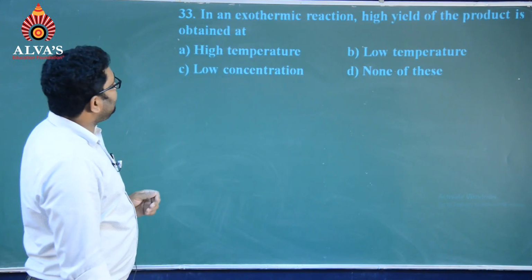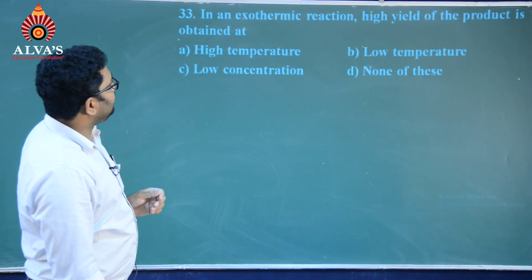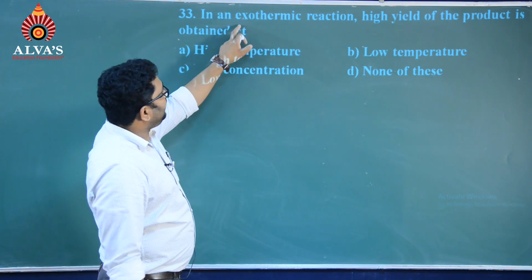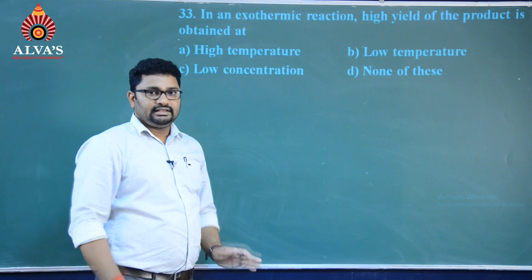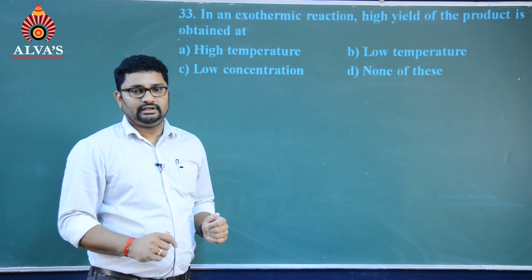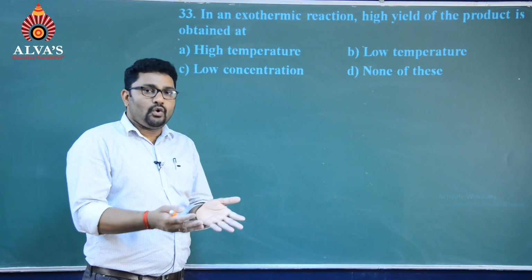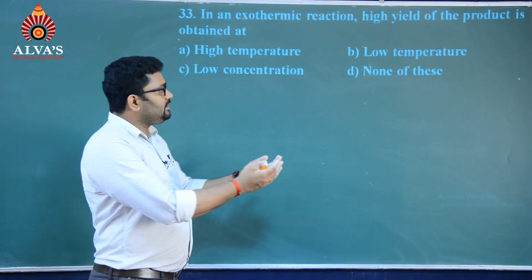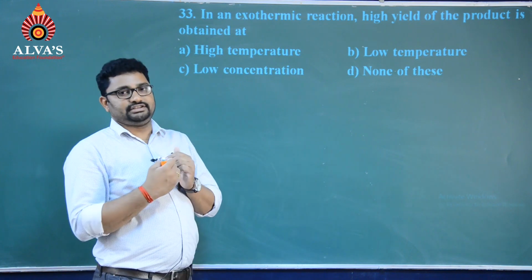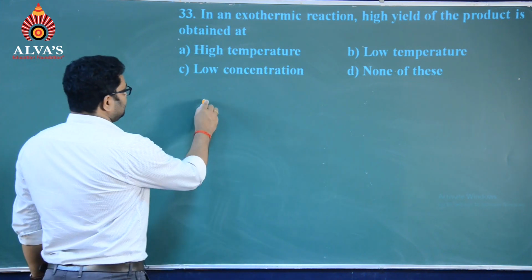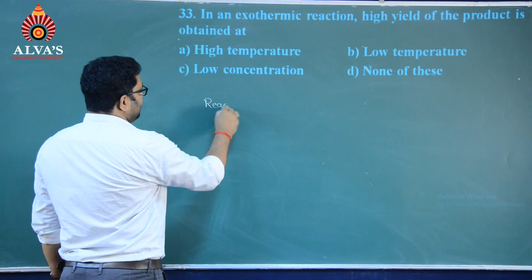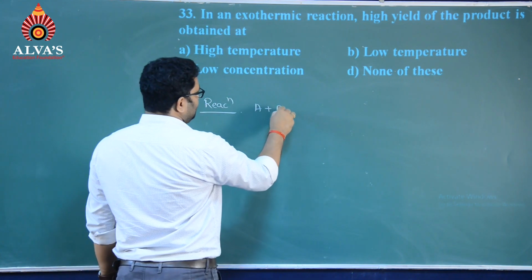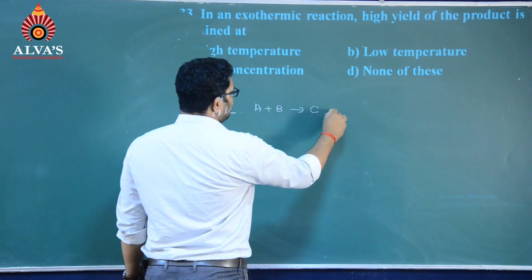Next one. In an exothermic reaction, high yield of the product is obtained at. Students, exothermic reaction means heat is evolved. When heat is evolved, under that condition, if you apply the temperature, equilibrium favors backward reaction. That is, for a particular reaction, it is an exothermic reaction, A plus B is going to give C along with the heat.